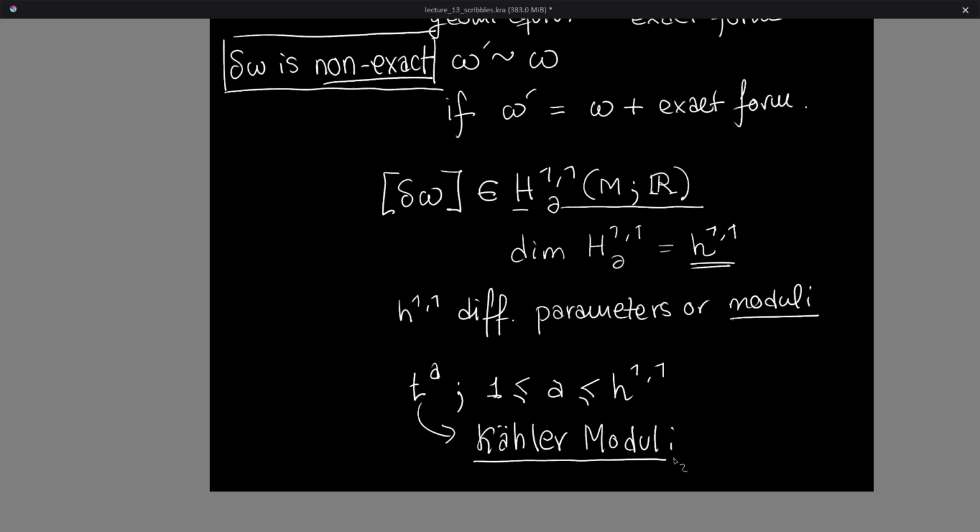Next, we're going to look at the other perturbations, the ones that look like delta K ij, and those are going to end up affecting the complex structure. So let's do that. Complex structure moduli.